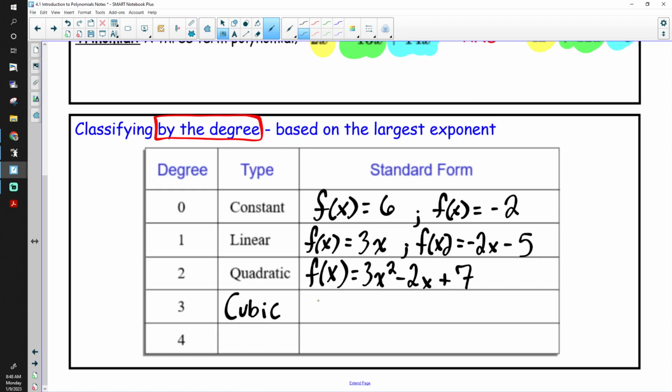So let's make an example. 1x to the third minus 2x squared plus 7x minus 5. There's a cubic function. This specific cubic function has 1, 2, 3, 4 terms. So we just call it a 4-term polynomial. It doesn't have a special secret name. It's a cubic 4-term polynomial.